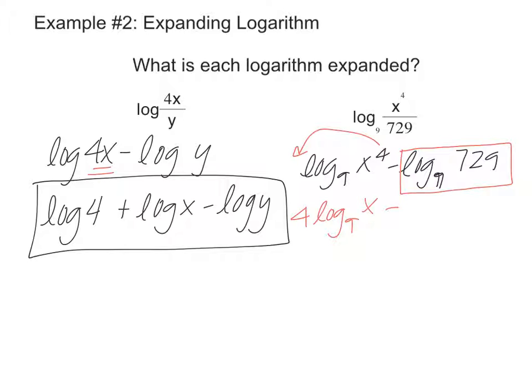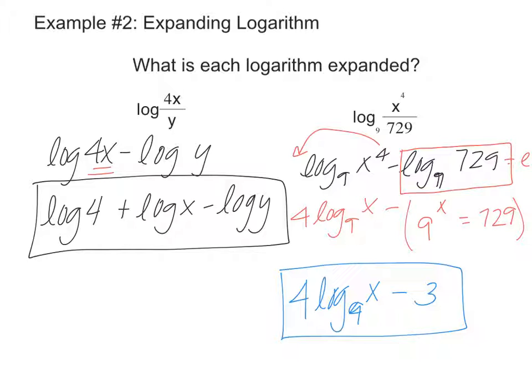and again, this piece here, we're going to do some work on it. Remember, log is base, right? So this is really, I'm going to put it in parentheses, 9 to the x equal to 729. So 9 to what power is going to give us 729? Actually x is going to be 3, because 9 times 9 times 9 gives you 729. So our final answer is 4 log base 9 of x minus 3. And we are done with that one.